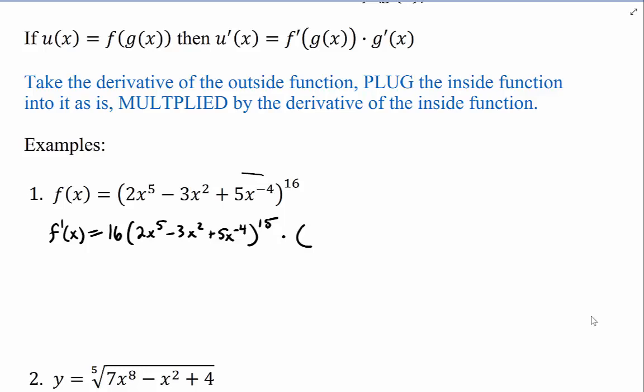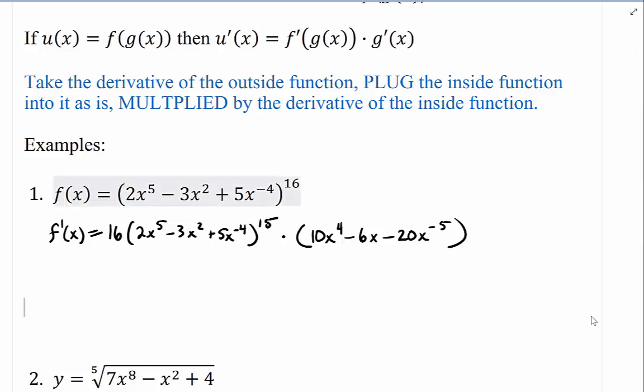And so the derivative, I'm now looking at this inside function right here, which is going to be 2 times 5 is going to be 10x to the 4 minus 6x minus 20x to the negative 5 using my power rule.